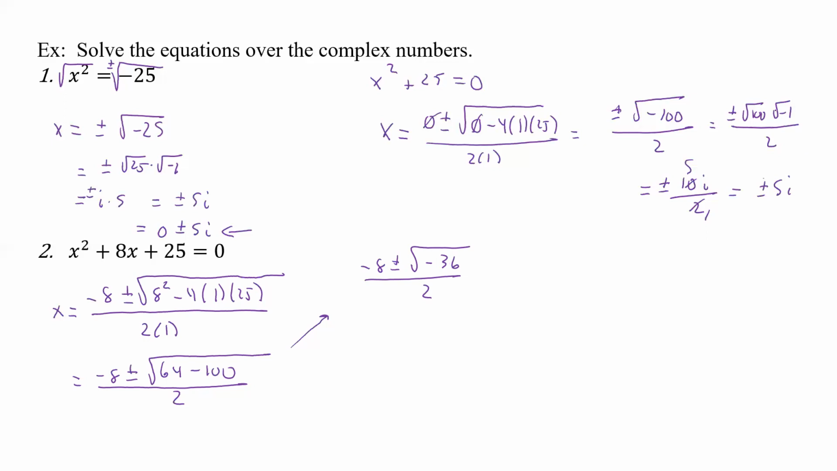Now this is going to be done the same way as this up here. And so maybe we'll just keep going right, and then we'll go below again. So negative 8 plus or minus the square root of 36 times the square root of negative 1 all over 2. And so that's going to be minus 8 plus or minus 6. Not i, I already put the number in. That should be negative 1. Haha.